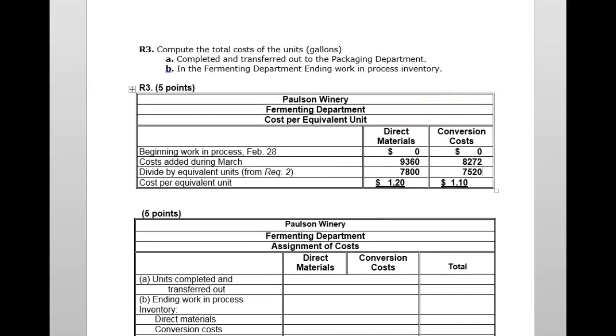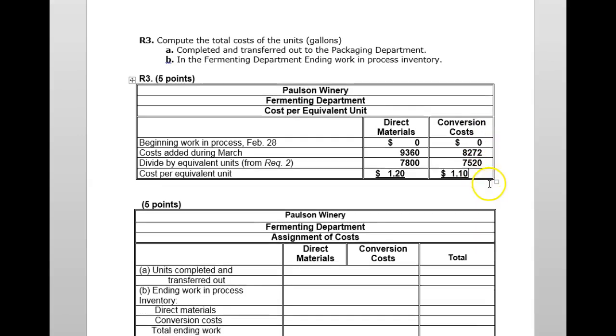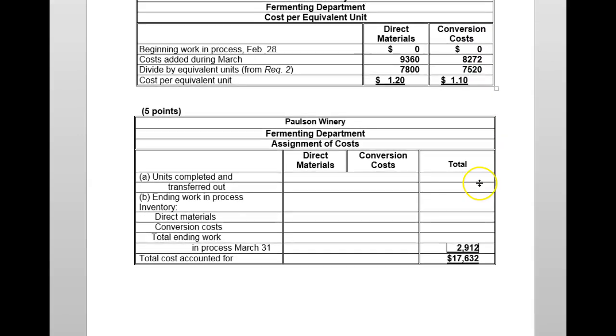So now if I divide 7,800 into 9,360, I get 1.20, and then 7,520 into 8,272, I get 1.10. So direct materials, each unit costs 1.20. Each unit costs 1.10 in conversion cost. And that's when you come down, and now you're going to finish out all the calculations.